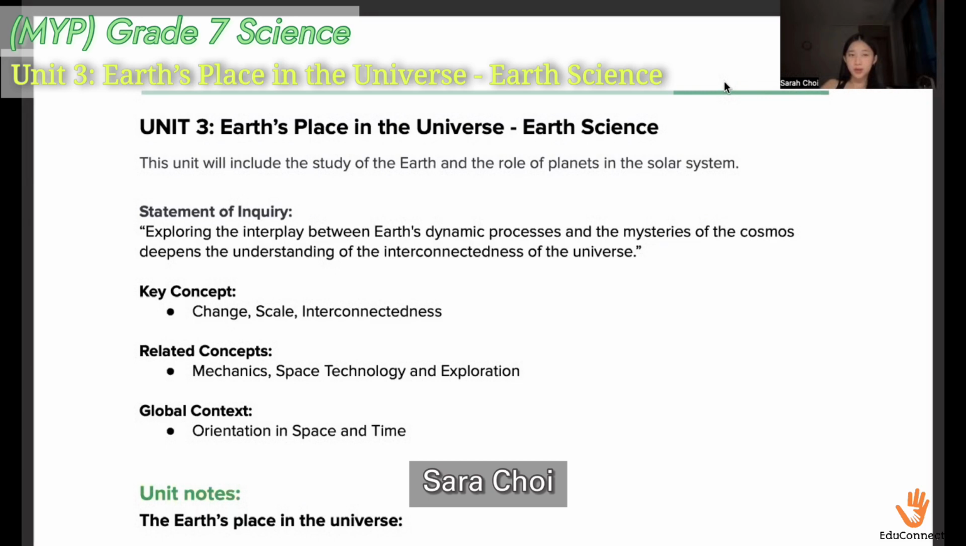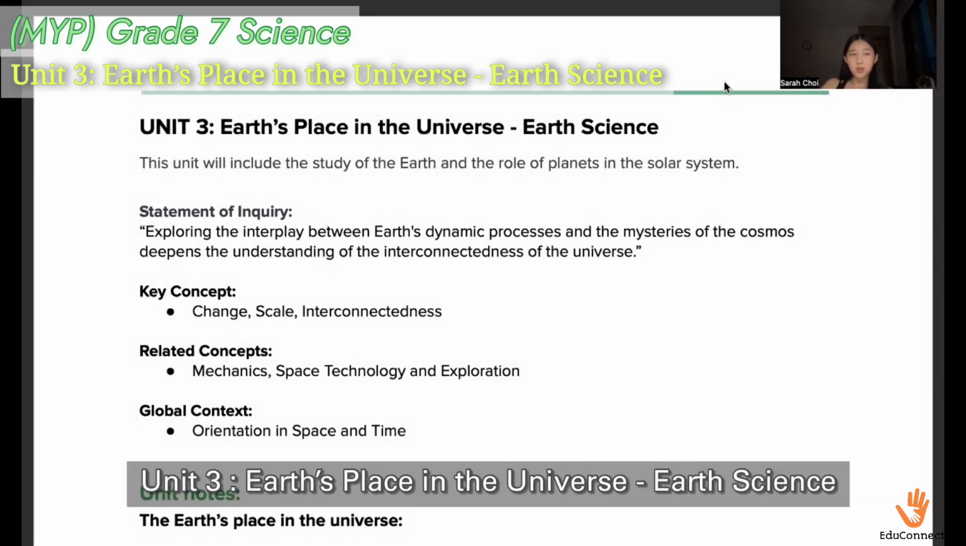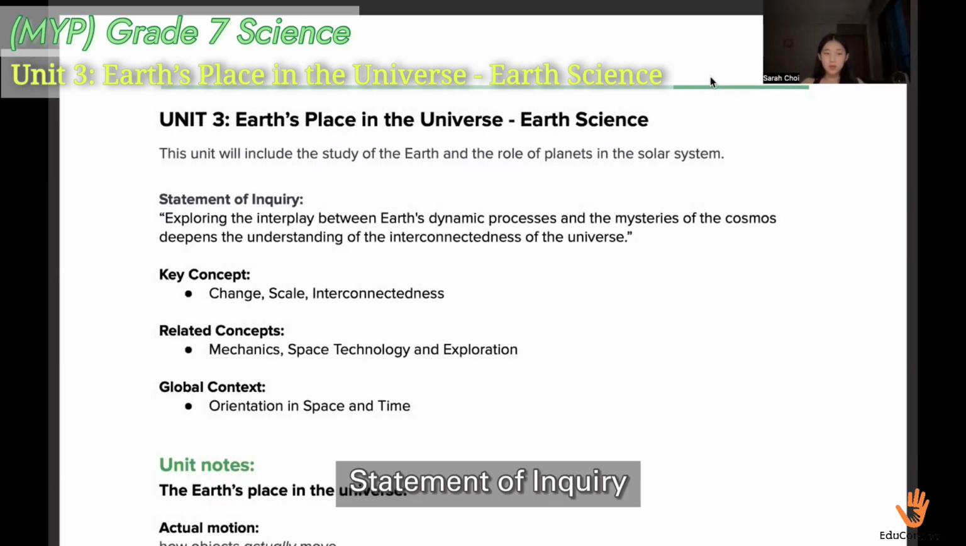This is Unit 3, Earth's Place in the Universe, which relates to Earth science. And this unit will include the study of Earth and the role of its planets in the solar system. To briefly summarize, Earth science is a field of study that focuses on planet Earth and its various processes. It contains a wide range of topics such as geology, meteorology, and environmental science.